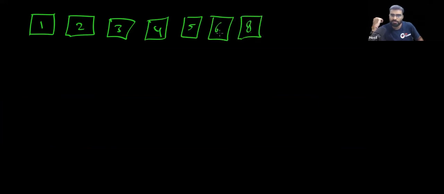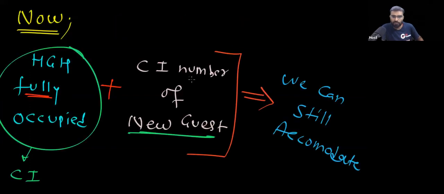Just look at this. Okay, 7 and so on. This is your hotel, right? Now what I will do? First of all, you tell me, infinite number of new guests are coming. Let's call it set A. Yes or no? Infinite number of new guests are coming.